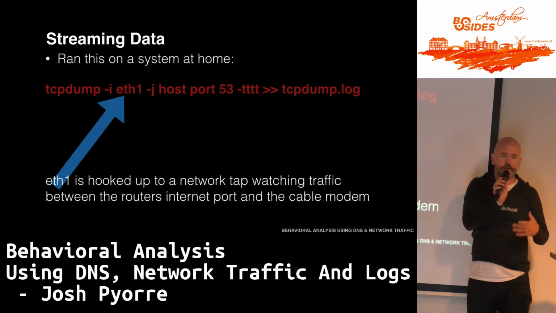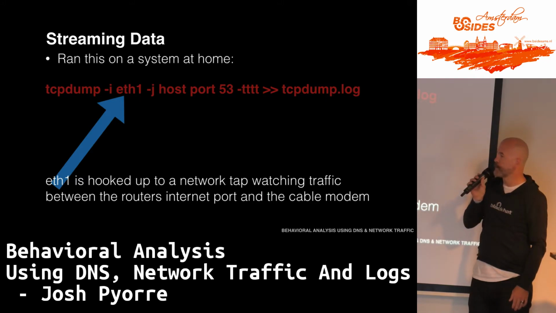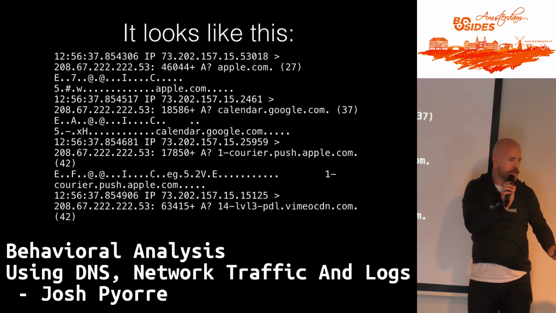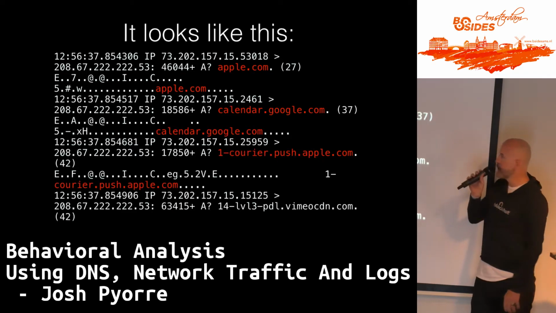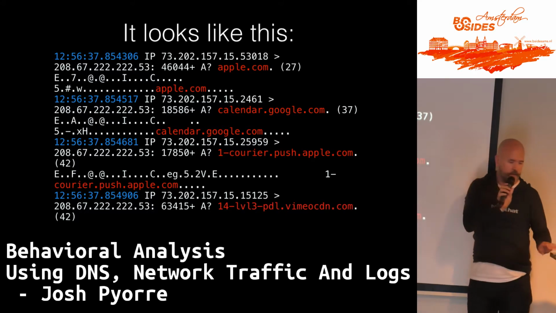So then I wanted to do a streaming situation where I'm capturing traffic and running stuff automatically on this. At first I ran tcpdump on my home system attached to a network tap, and I'm just watching the traffic and running it to a tcpdump log, and it looks like this. It's a mess, but there are domains there and there's timestamps. So those are the things that I'm interested in.